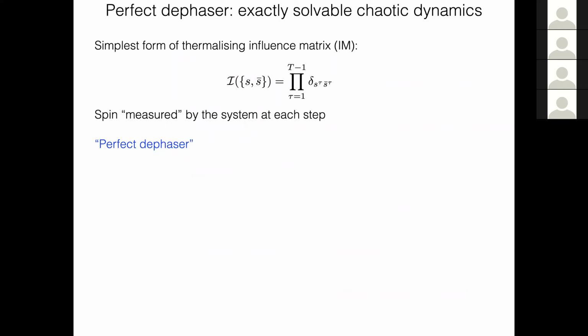Now, how can we make progress from the self-consistency equation? Let us first ask, what is the simplest possible form of a thermalizing influence matrix in a Floquet system? We can imagine a system which acts as a very strong bath, which essentially suppresses all the quantum trajectories. It forces the forward trajectory and the backward trajectory to be the same. We call this a perfect dephaser.